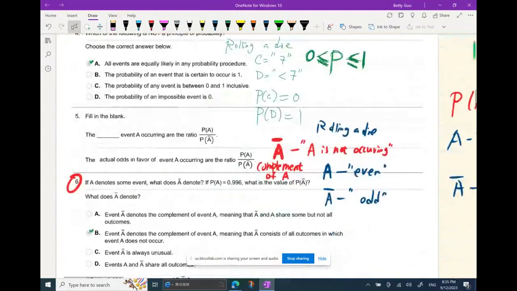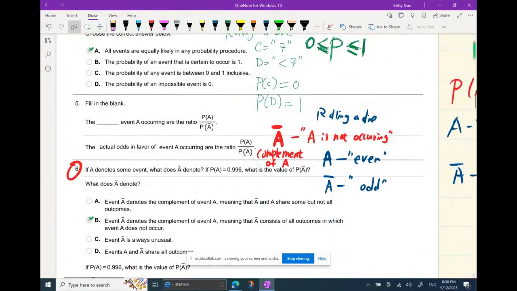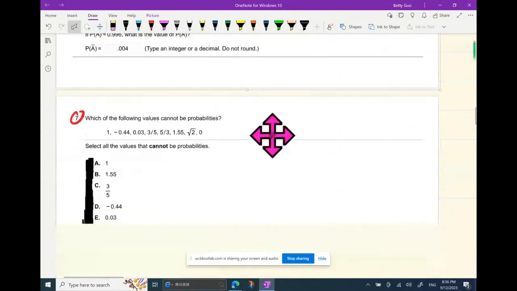Number 5. The odds in favor of A is the ratio P of A over P of A bar. It says actual, but sometimes we don't really have the actual. Actual is not the keyword. In favor is the keyword. Favor A is the keyword.